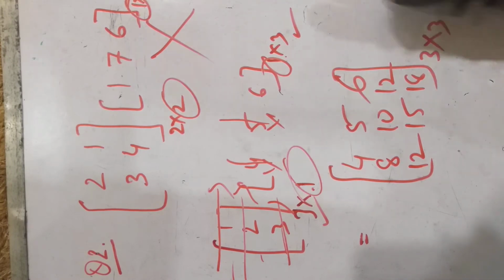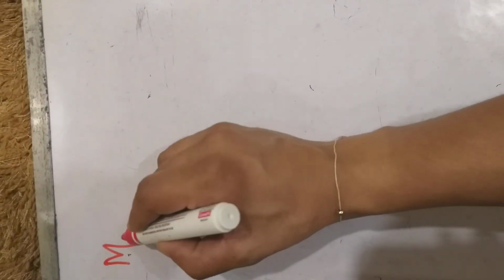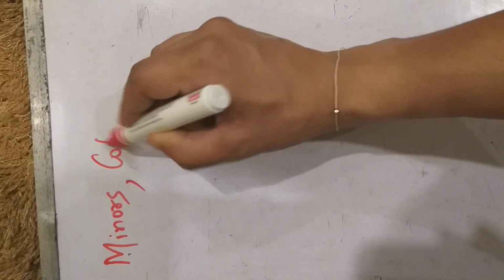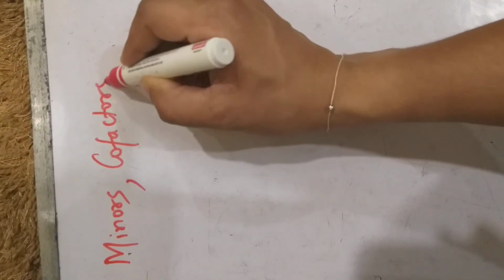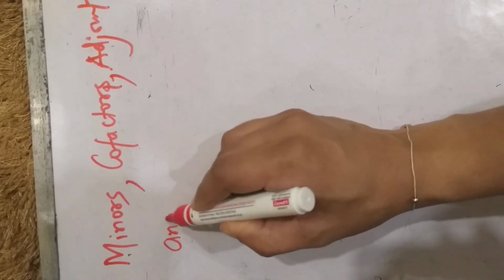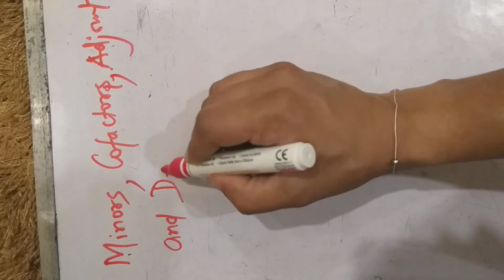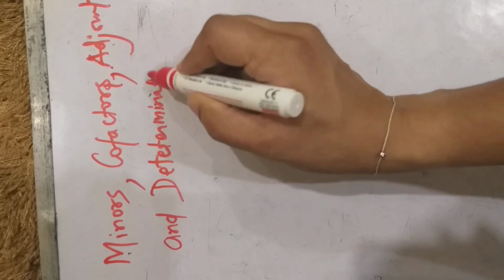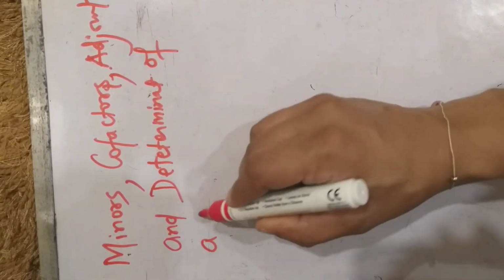Fine students, so let us go ahead and understand how can we identify minors, cofactors, adjoint and determinant of a matrix.